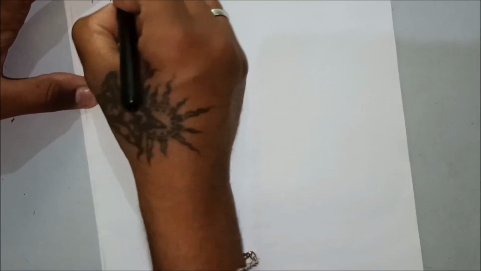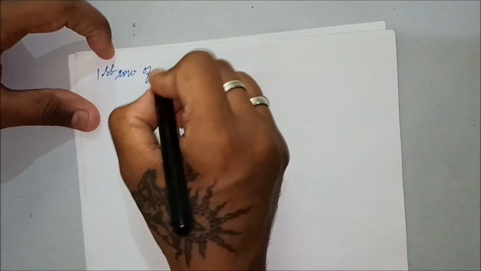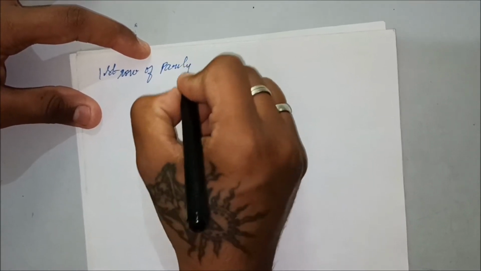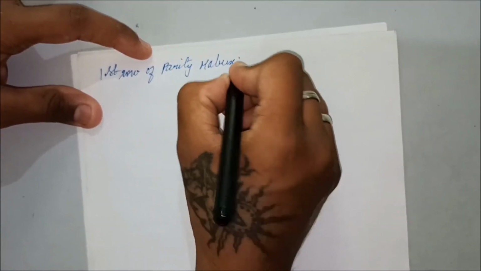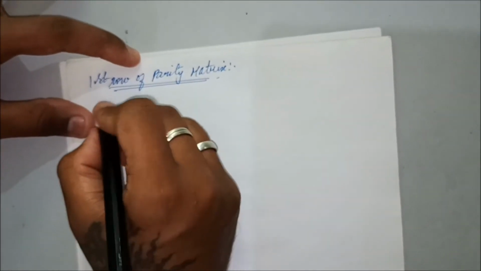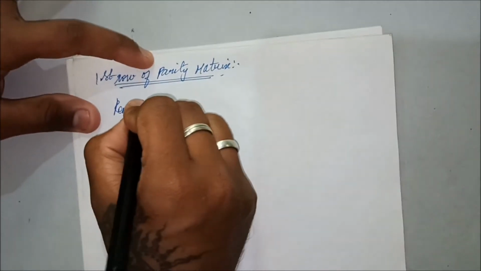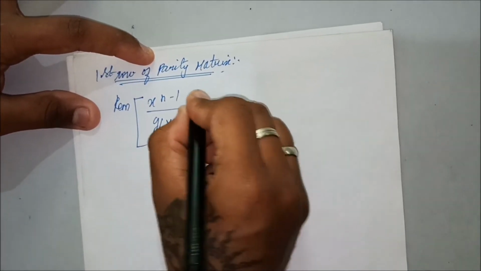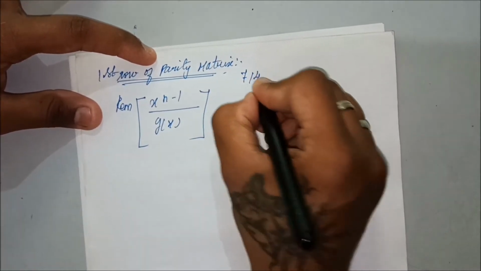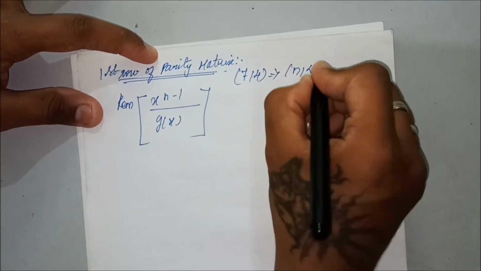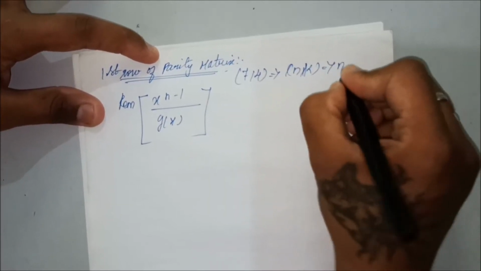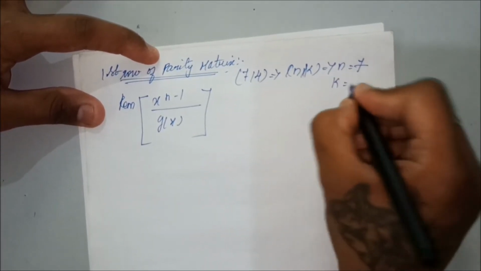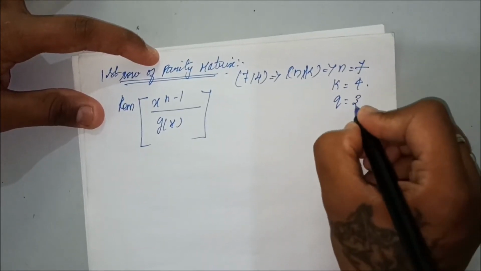The first step is to write the first row of the parity matrix. What is the formula for the first row? The remainder of x power n minus 1 divided by g of x. In the problem, 7 comma 4 is n comma k, so the n value is 7 and the k value is 4. You can easily tell that the q value is 3.